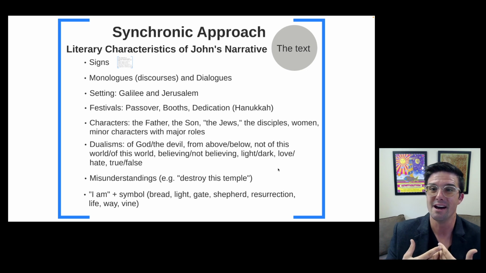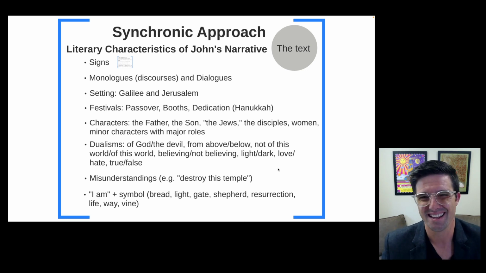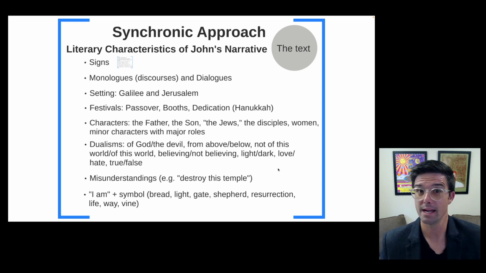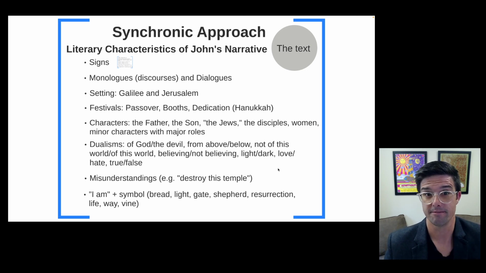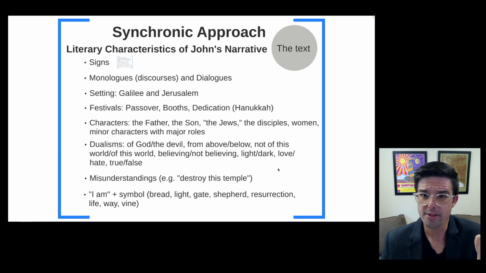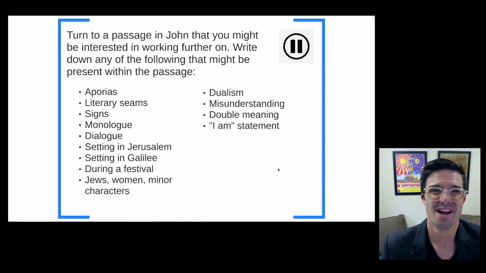And also in the Gospel of John, we have this rich symbolism, that John uses symbolism especially to relay the relationship between Jesus and the Father, the Son and the Father. So these are things to be on the lookout for as we begin to engage the world of the text.